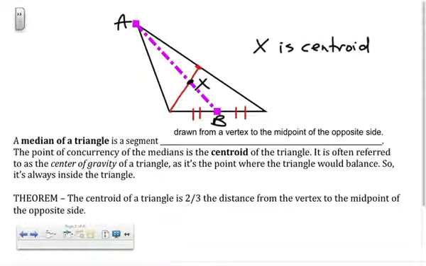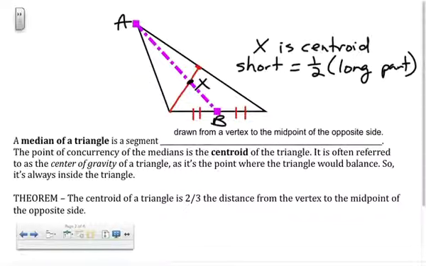Okay. Main thing that I want you to get out of this theorem is that the short part is half the long part. Most of the time, that's enough to get you through these centroid and median problems. Sometimes it's not enough and you do need this 2/3 bit.